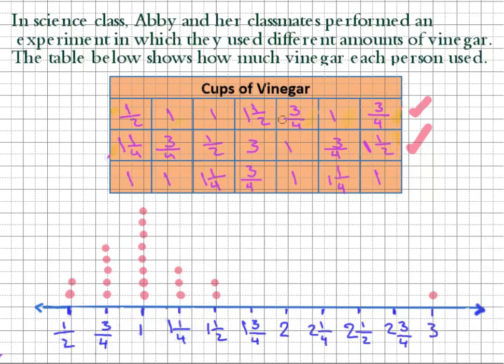Here we have 21 values. If we count, the dots must be 21 also. 1, 2, 3, 4, 5, 6, 7, 8, 9, 10, 11, 12, 13, 14, 15, 16, 17, 18, 19, 20, 21. The same number of dots.